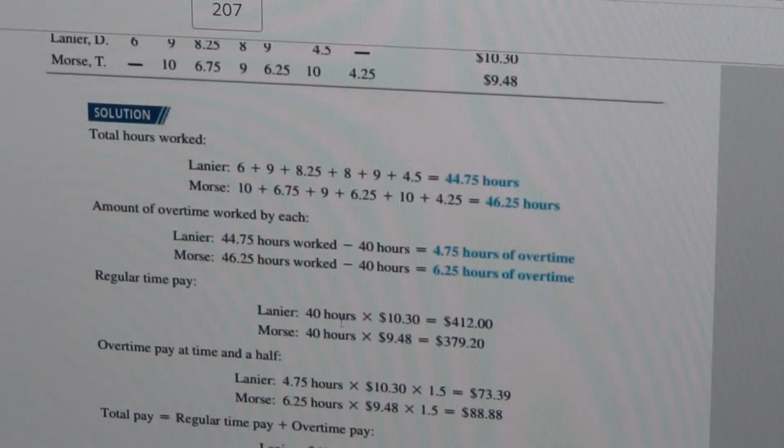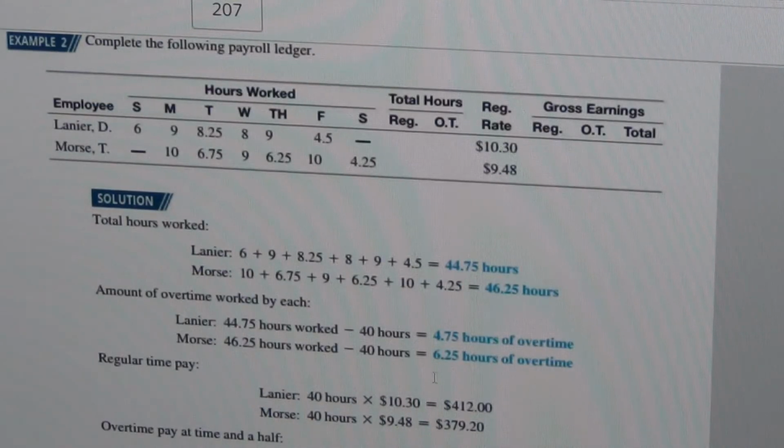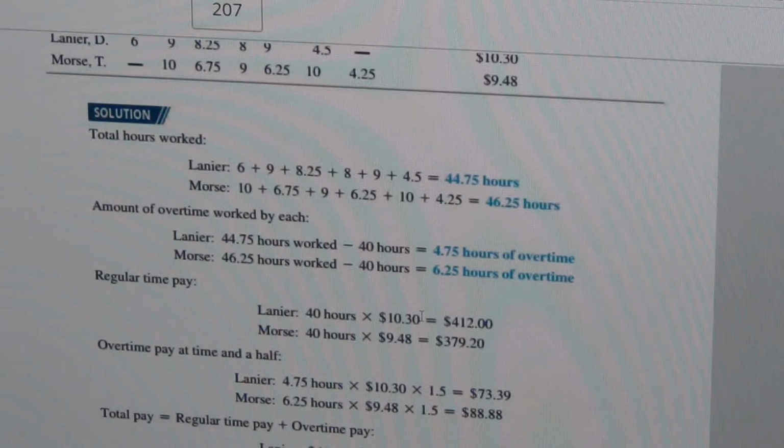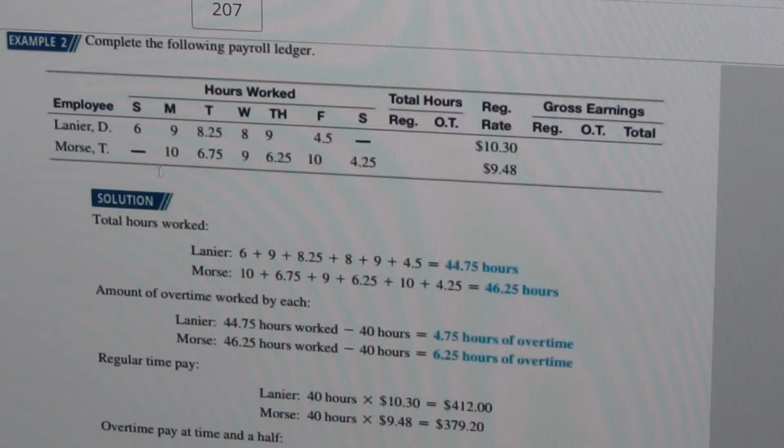Now we're going to do two computations. One, we're going to take the 40 hours at the basic rate. That's going to be based upon the basic rate, in this case, $10.30. Lanier's at $10.30. So we're going to take Lanier's 40 hours multiplied by 10.3, and we're going to get 412. Morse, on the other hand, has a regular rate of 9.48. So the 9.48 multiplied by the 40 hours is going to give us a gross amount of 379. Now we've only accounted for the 40 hours so far.